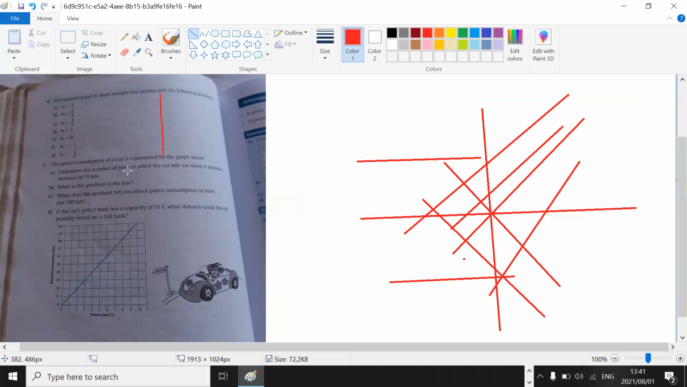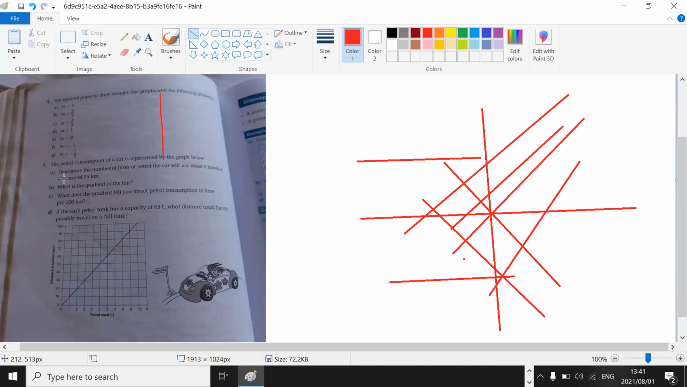So the last question is the simplest, but it requires some attention. Let me show you how you go about this question. It says the petrol consumption of a car is represented by the graph below. So that's why I showed you gradient is very important. They are now talking about the petrol of a car. We can know when exactly this car is going to start because when a car travels a certain distance, the petrol will be reducing.